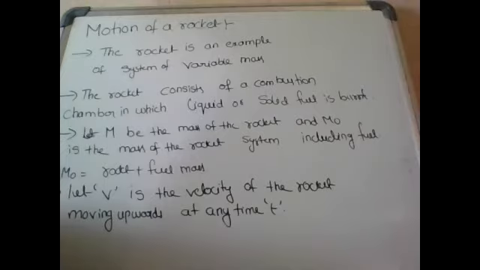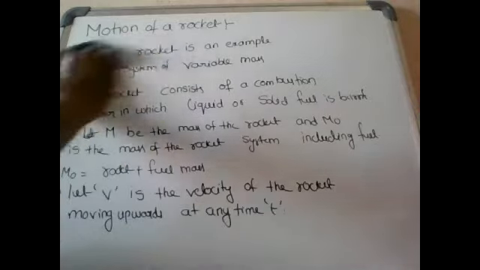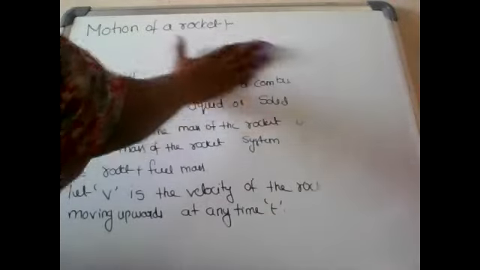So after time interval dt, the amount of mass dm is coming out from the rocket in the form of gas jet, and suppose minus u is the velocity of the gas jet with respect to the rocket, and the velocity of the jet is finally written as v minus u. Here let v is the velocity of the rocket moving upwards at any time t. After dt time means some interval.